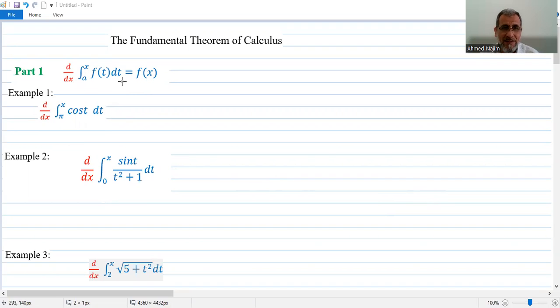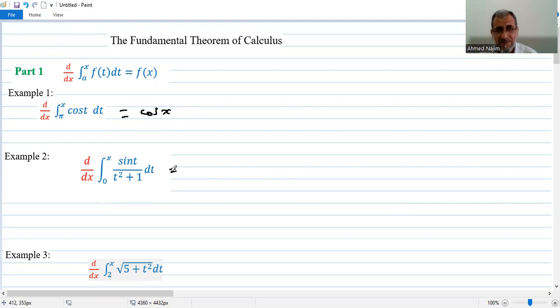Example one: the integral from pi to x. Pi, or a, is any real number, and the upper limit is only x, so the answer will be f of x. I mean cosine, so the answer will be cosine x, x only. That's the first one.